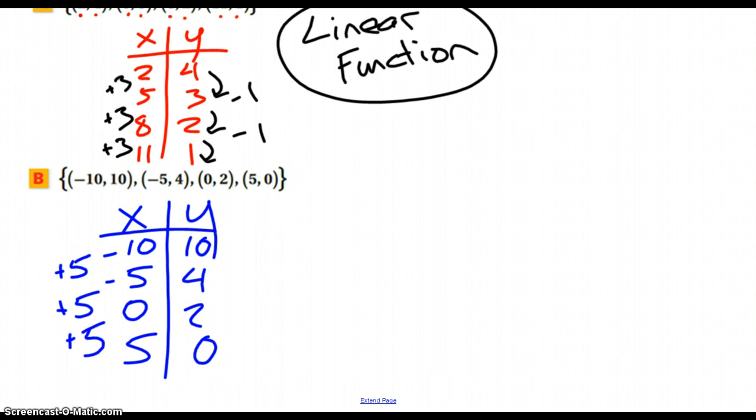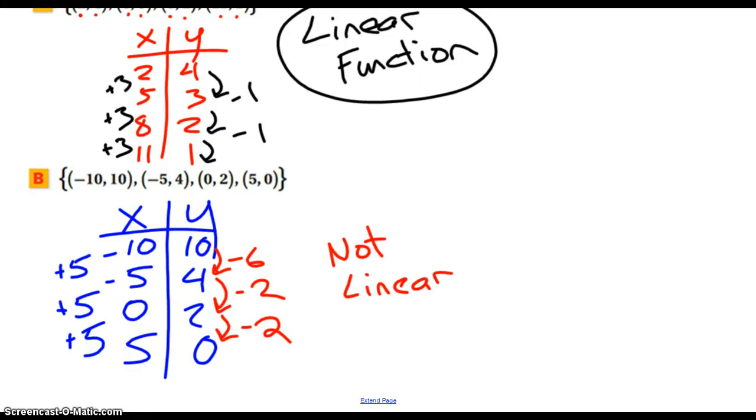So -10 to -5 plus 5, excuse me. And if I check out the right side now between my y's, looks like we go down 6, then we go down 2, and then we go down 2 again. So there's an inconsistency here. We go down 6 and then down 2. So this is a function, but it's not going to be a linear function. So not linear. So not a linear function.